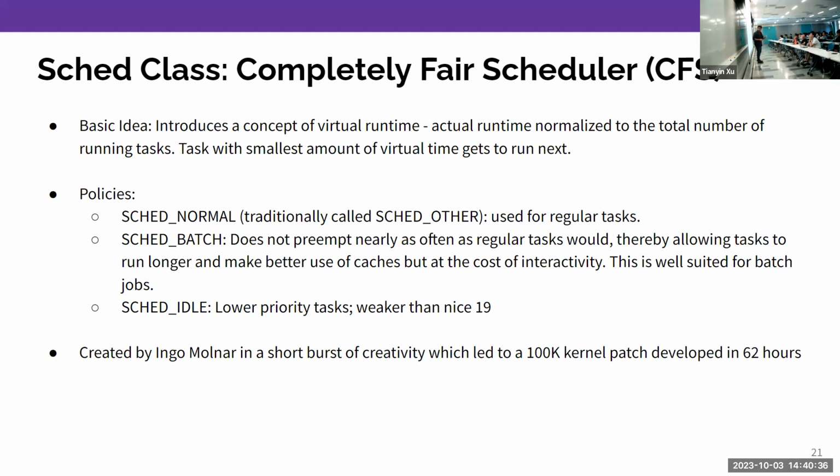Next, this is some trivia. Basically, Ingo Molnar created this in about 62 hours. He wrote like 100,000 lines of code, which is pretty much crazy. I don't know how he did that, but yeah. So you now know that scheduler writers are not normal human beings.